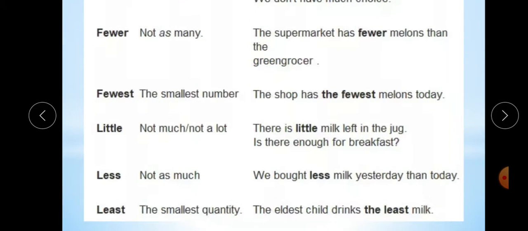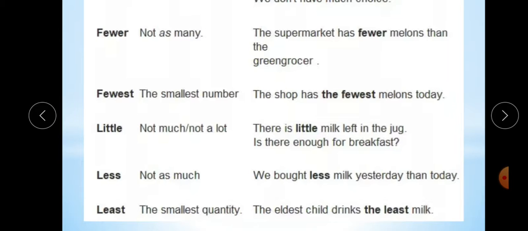Next, little. Little means not much or not a lot. There is little milk left in the jug. Is it enough for breakfast? Means not a lot, means very little, students. There is little milk left in the jug. Is there enough for breakfast?